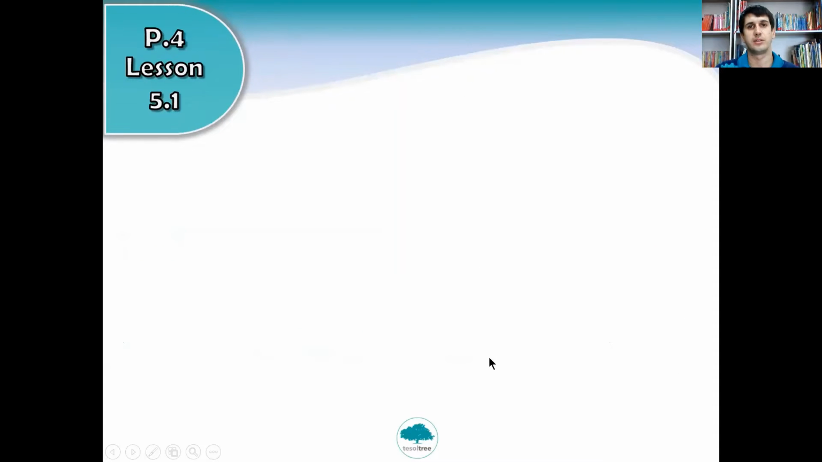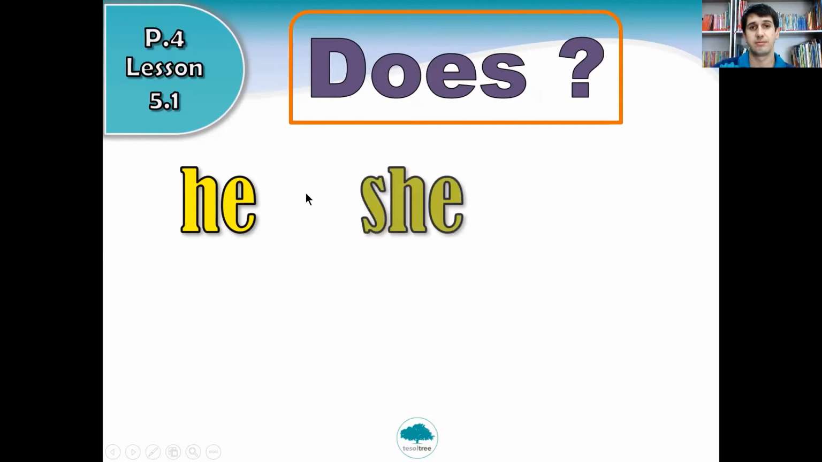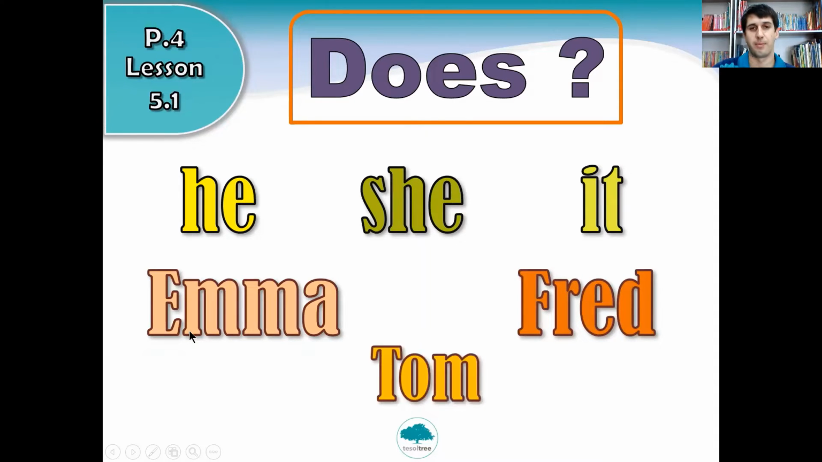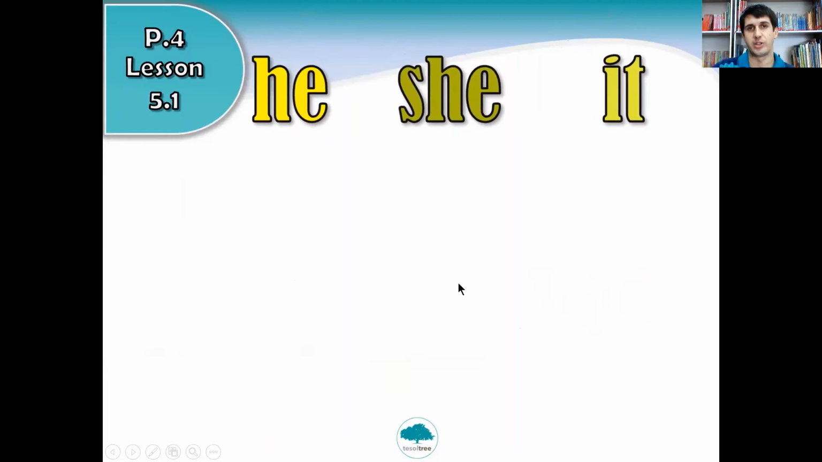Now, next one, does. What pronouns do we use with the question word does? He, she, it, or we can use one person like Emma, Fred, Tom. One person. Now, he, she, and it.